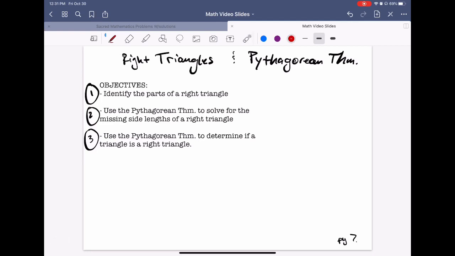Now, in review, right triangles and the Pythagorean theorem. We identified the parts of a right triangle. The two legs are the two shorter sides, and the hypotenuse is the longest side. It is the side opposite the 90-degree angle. We use the Pythagorean theorem to solve for the missing side lengths of a right triangle, whether we're looking for the side length that's a leg, or we're looking for the side length that's the hypotenuse. And then we use the Pythagorean theorem to determine if a triangle is a right triangle. We have a triangle with 3 side lengths given to us. We put those lengths into the Pythagorean theorem, solve, and if both sides of the equation are equal, then yes, we do have a right triangle.